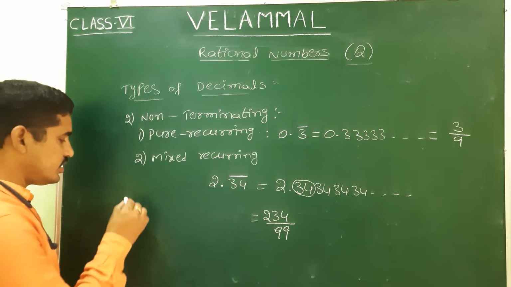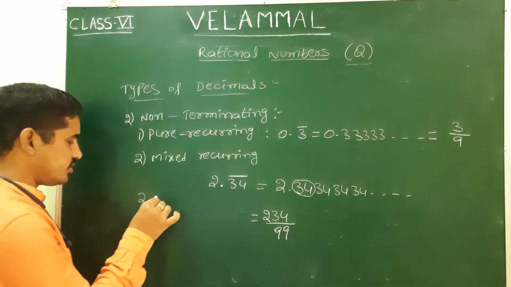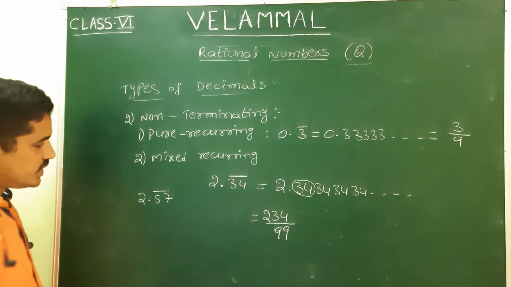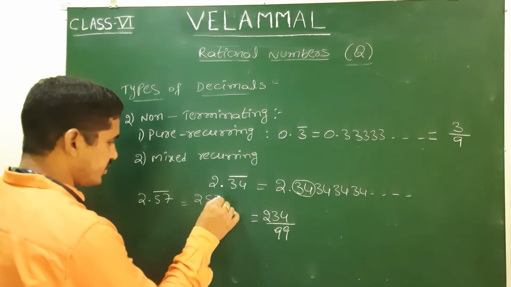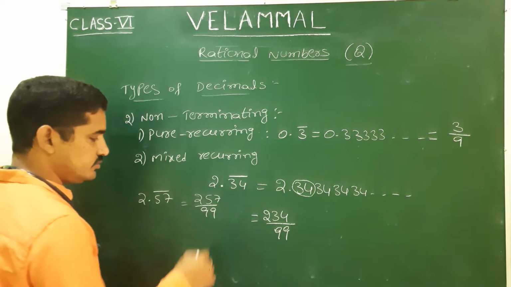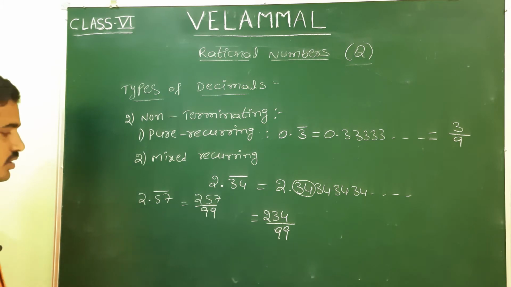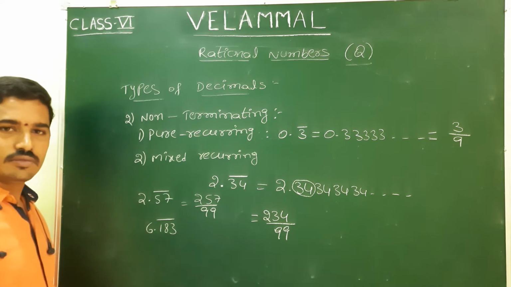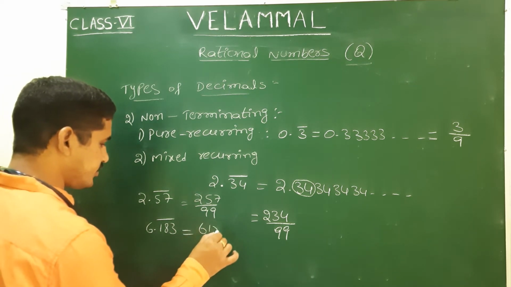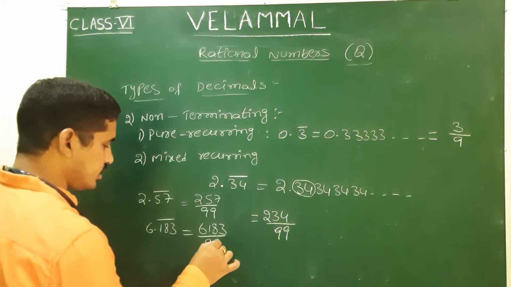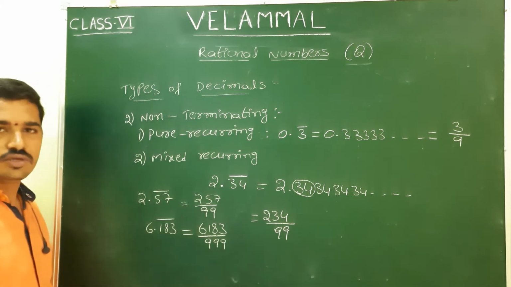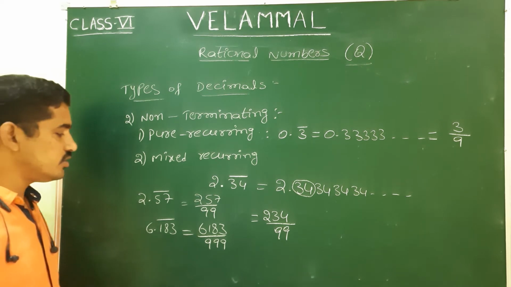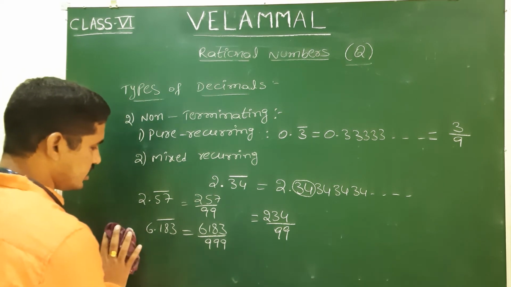Okay. The same way, 2.57 bar is given. 2.57 bar, so it can be written as 257 by 99. Or if 6.183 bar is there, then it can be written as 6183 divided by 999. So these mixed recurring numbers can be converted into the rational number form.